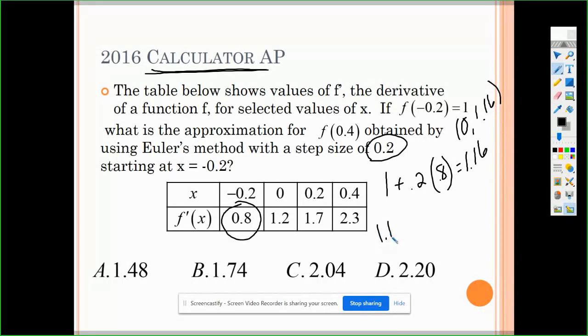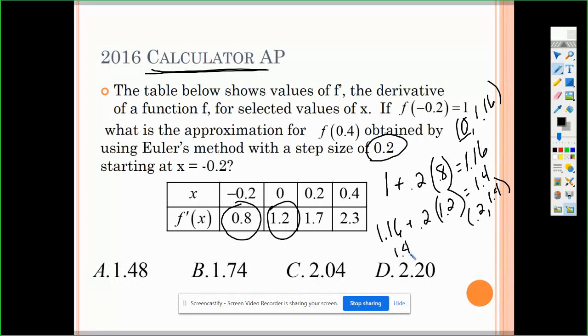So 1.16 plus my step size. Now let's see what I get when I put x in as 0 for my derivative. I get 1.2. So take my 1.16 plus 0.2 times 1.2. I get 1.4. So now I'm at 0.2 comma 1.4.